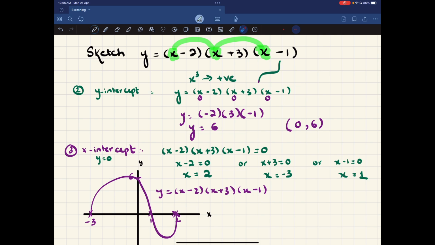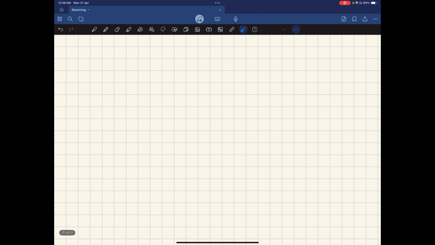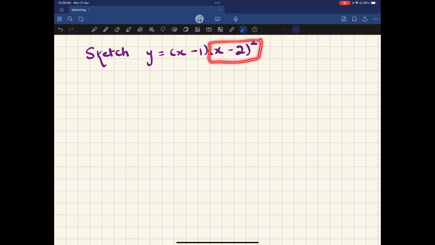Okay, let's do another, a very quick example. Sketch y is equal to (x minus 1)(x minus 2) squared. I hope you're able to recognize this form. It basically suggests that the cubic graph is going to cross the x-axis at 2 points only. But let's just quickly follow the steps.